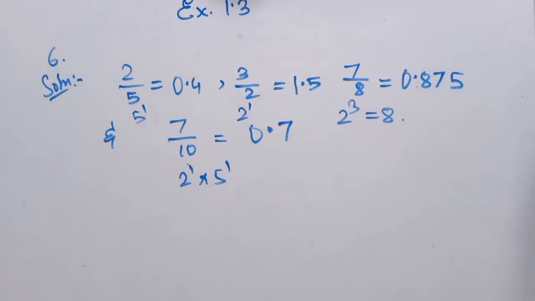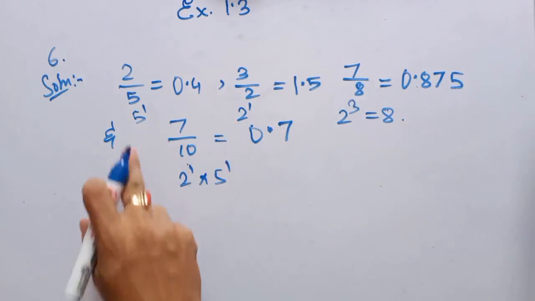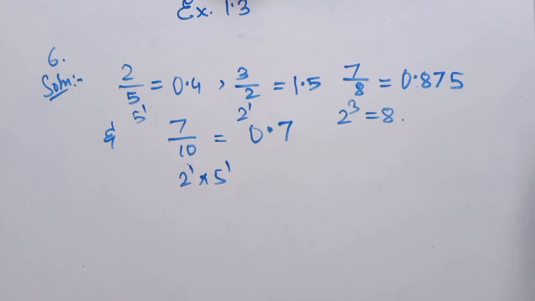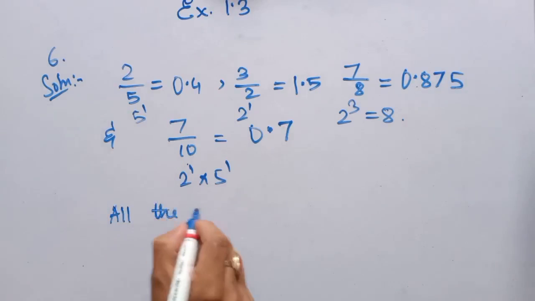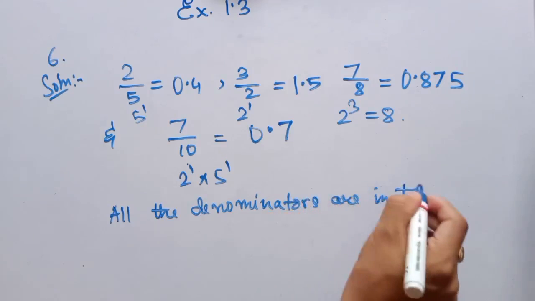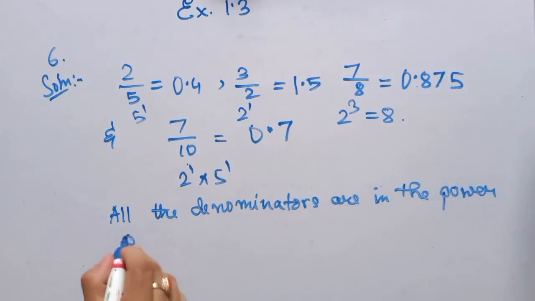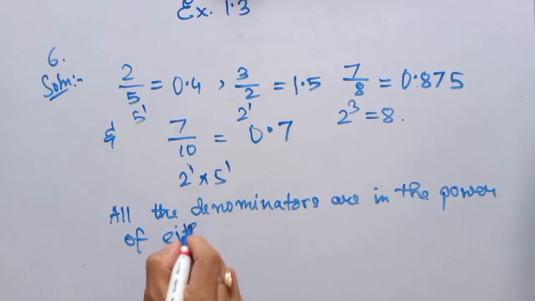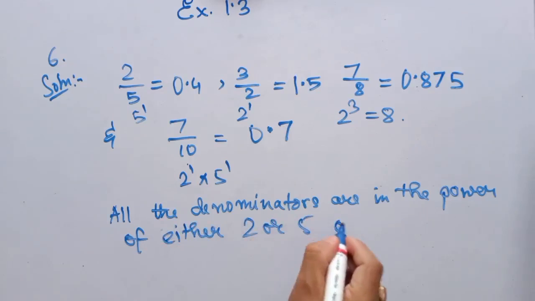Observing all this, we can conclude that the denominators are in the form of powers of 2, either 2 or 5 or both. So the property which satisfies the condition of the denominator q is that they are all powers of 2 or 5 or both. So we can write: all the denominators are in the power of either 2 or 5 or both.